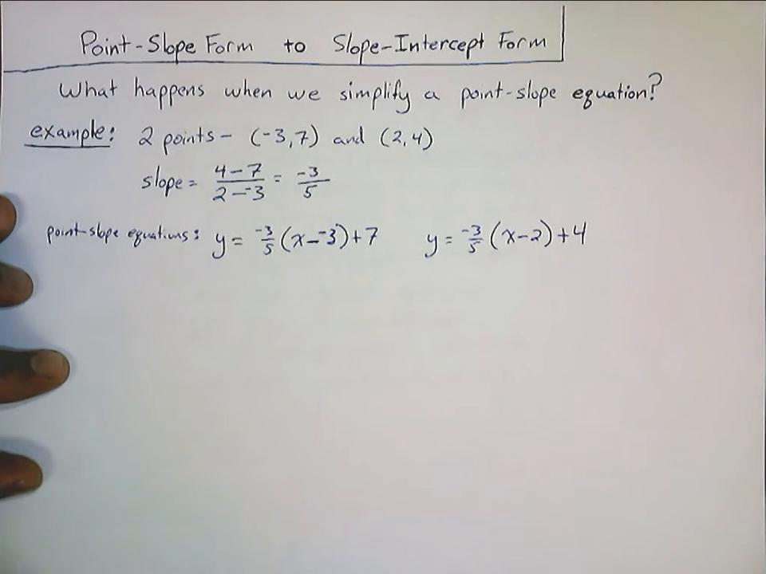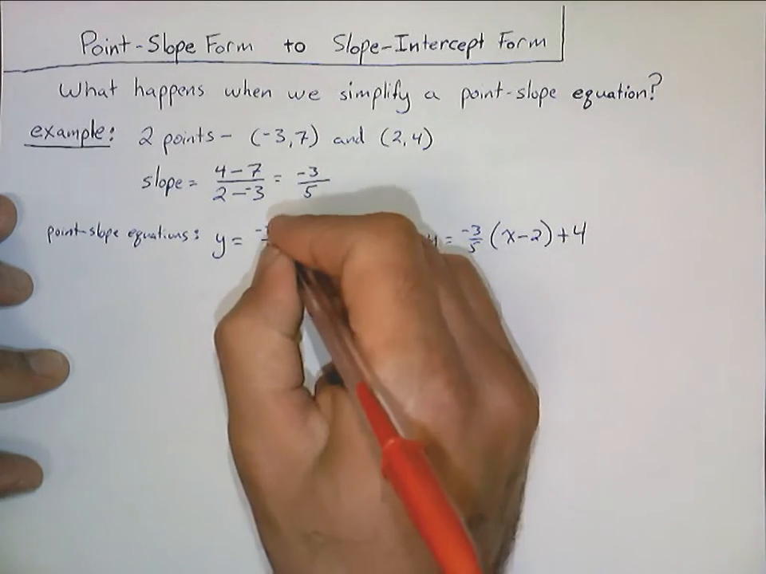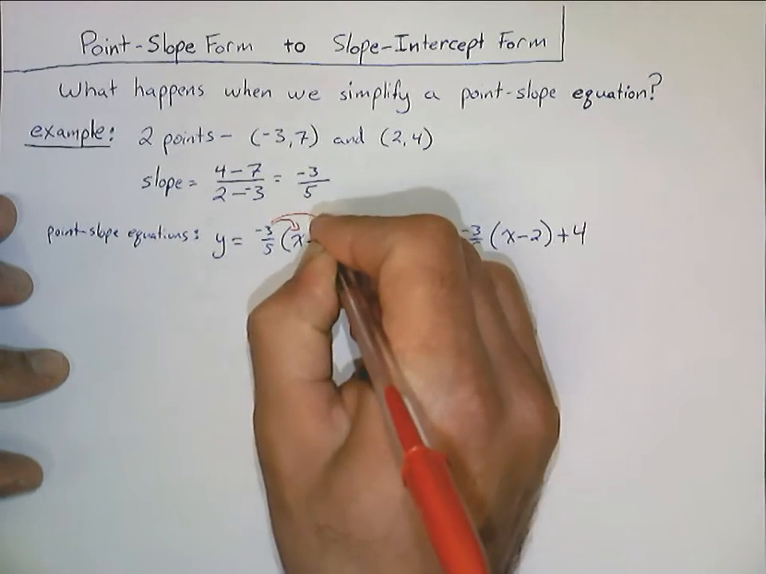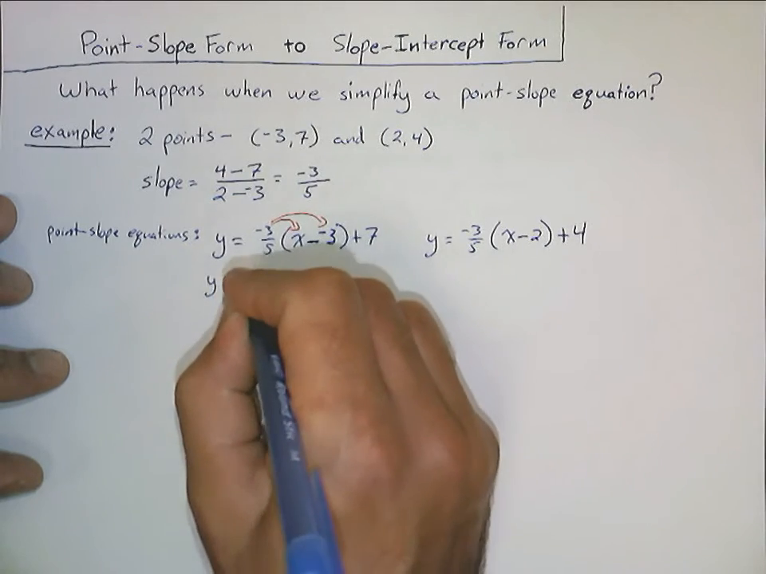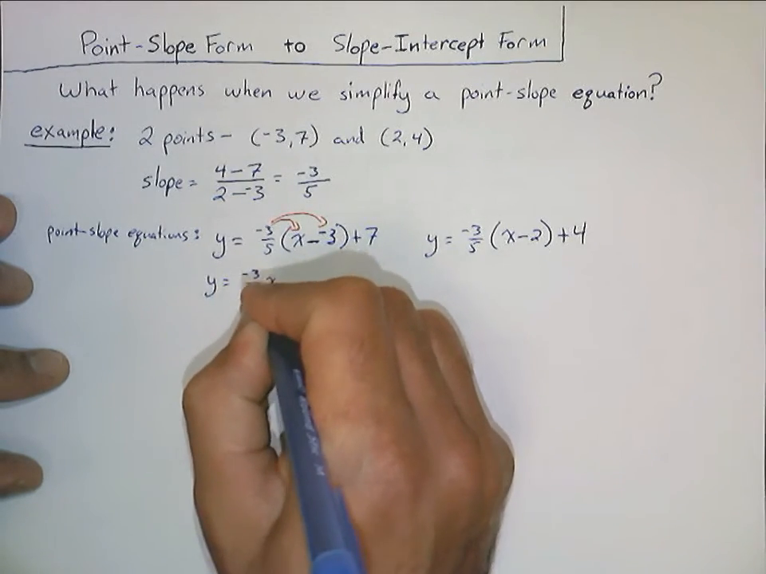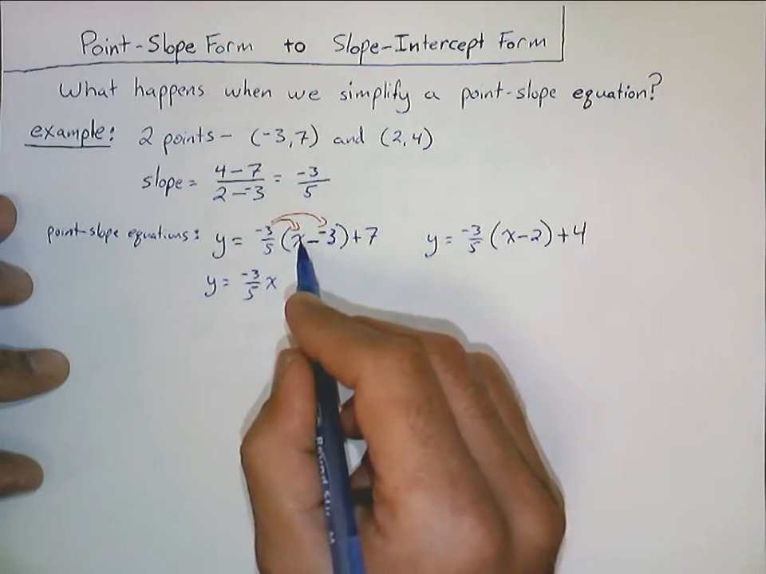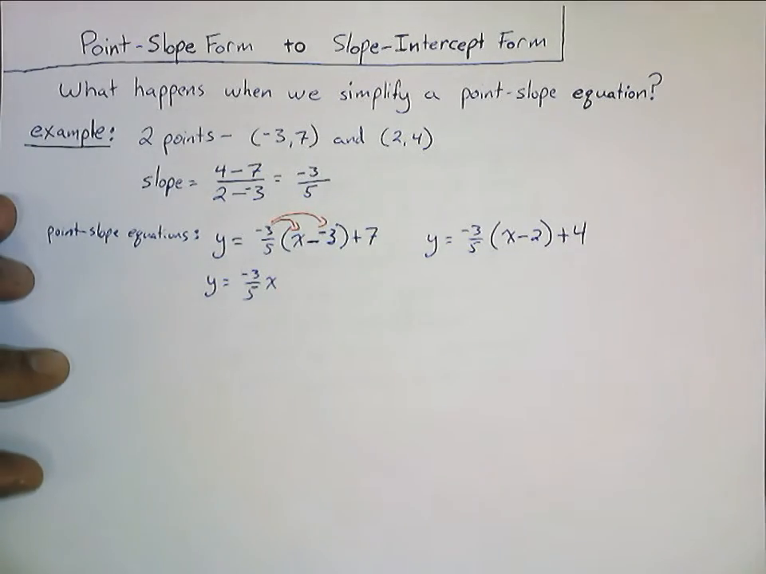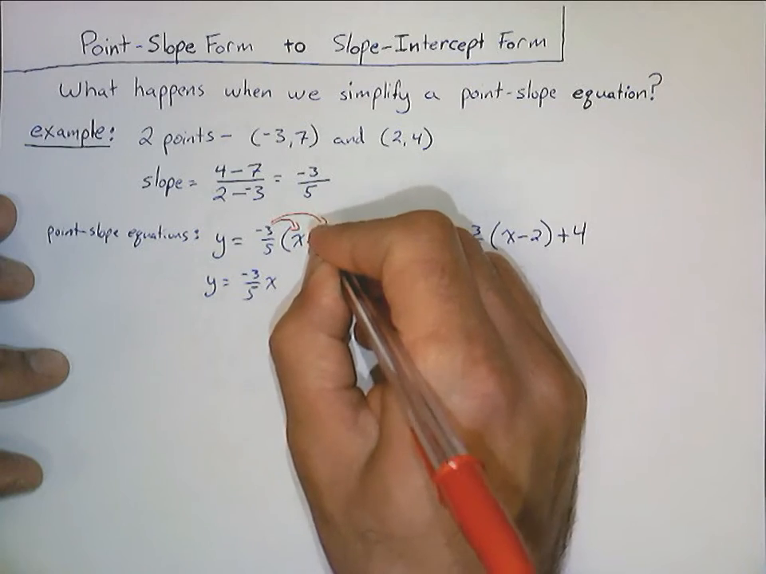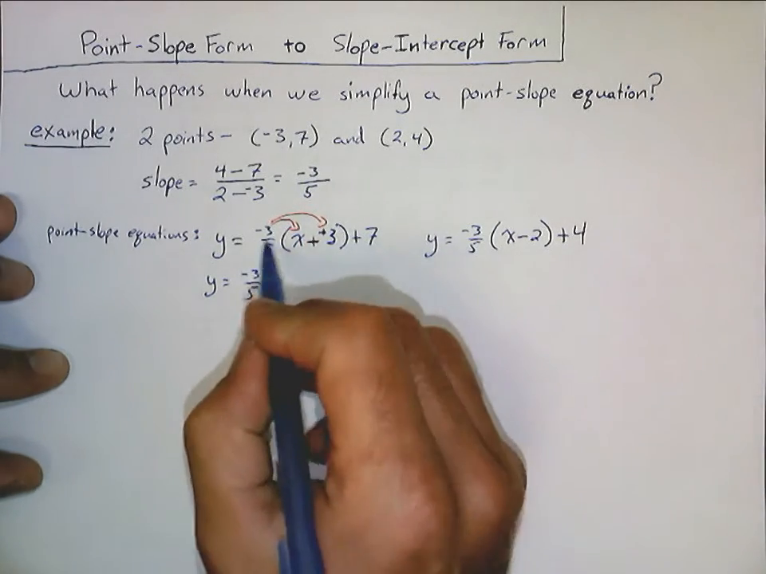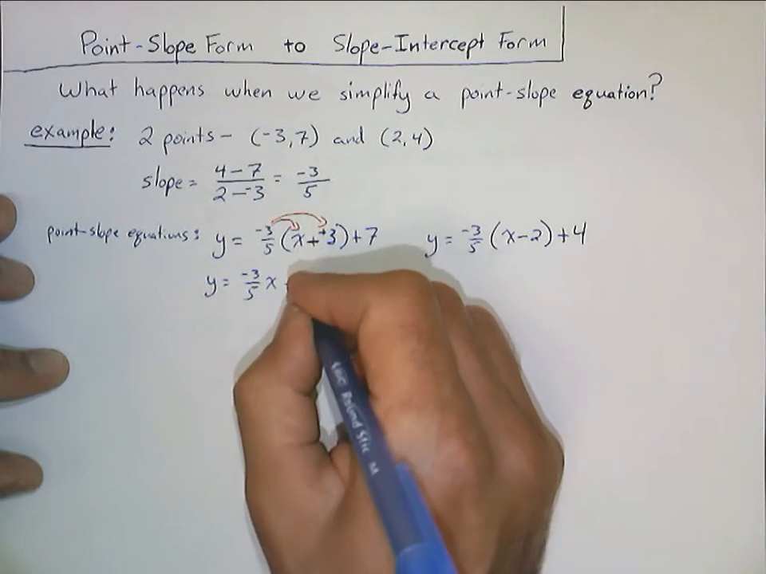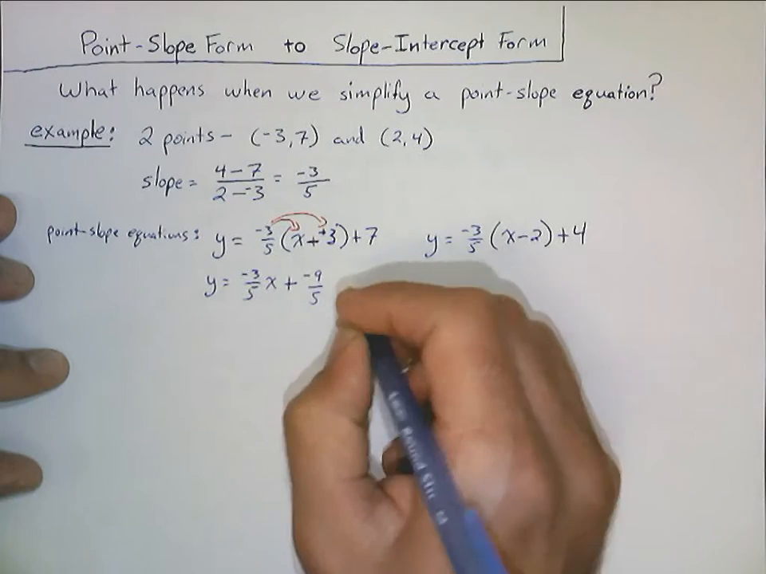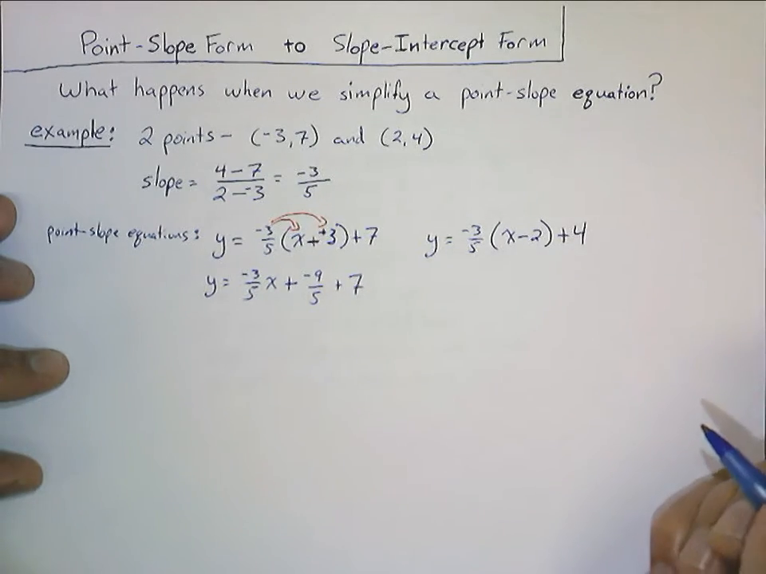And so let's just simplify these things. Notice here we've got the parentheses. To get rid of the parentheses, we're just going to apply the distributive property. Distribute that in. So we're going to end up with y is equal to -3/5 times x. Then, I don't like this subtracting a negative, so that's really adding the positive. So -3/5 times a +3, so now we're adding a -9/5. And we still have our +7 there.